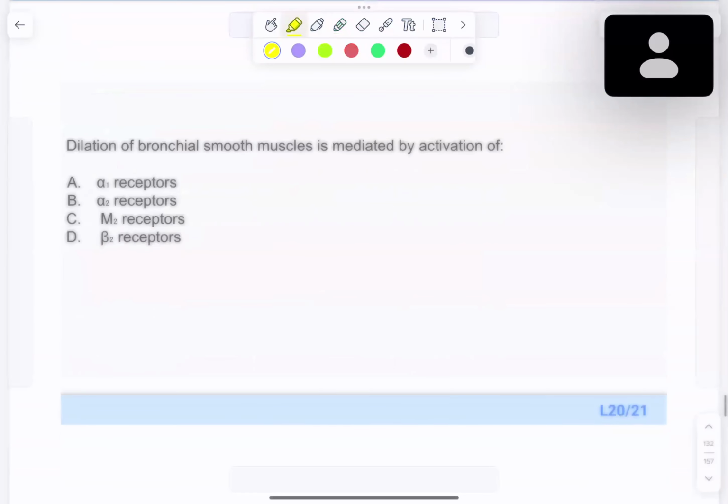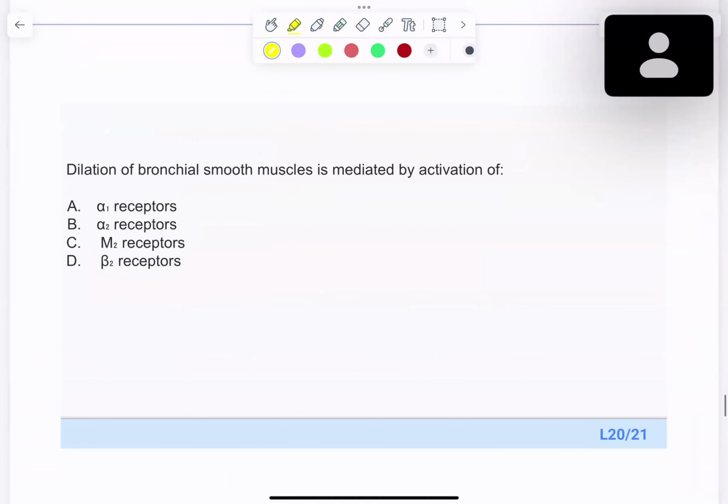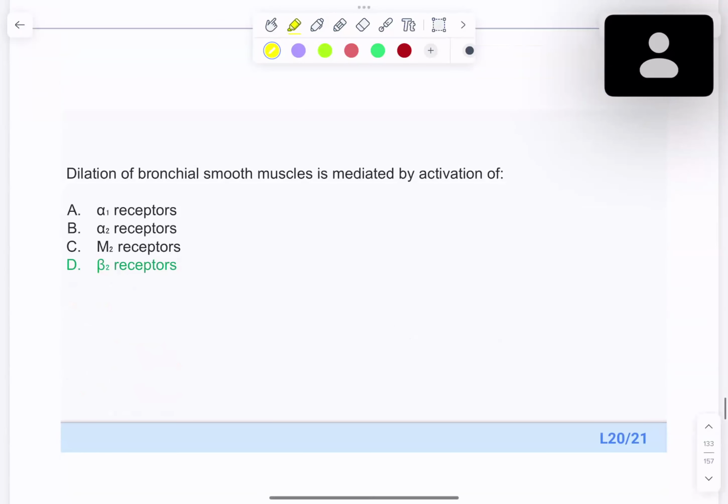Excellent. Now for me, this is the last question. Dilatation or dilation of bronchial smooth muscles is mediated by activation of which of these receptors? I'm seeing A and D. And the answer is D.